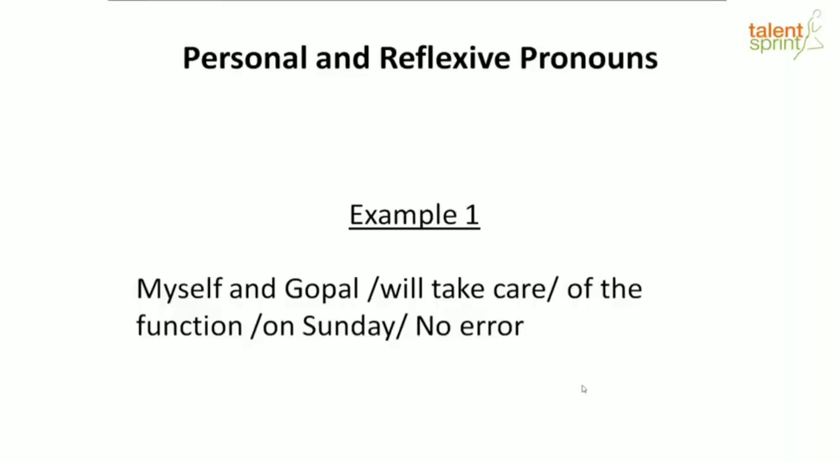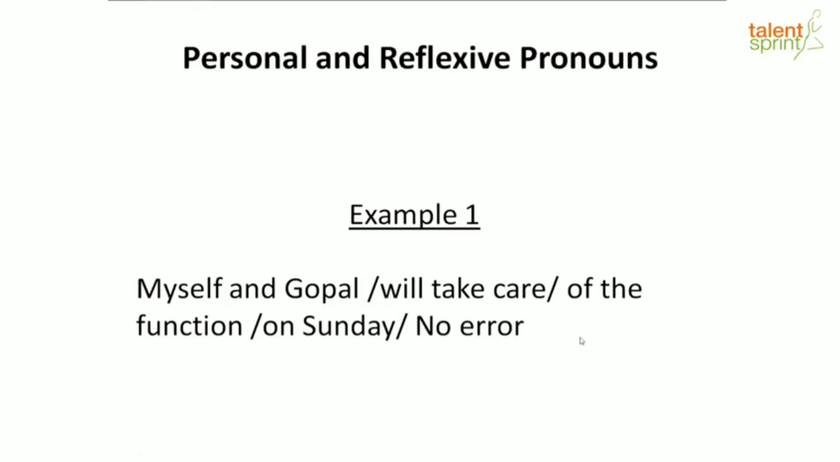Reflexive pronouns is where the action is happening upon oneself. So you have myself, yourself, himself, herself, ourselves, themselves. So these are all reflexive pronouns. Now let's look at our first example to understand how we can identify reflexive pronouns as an error in a context. The first example, it says, myself and Gopal will take care of the function on Sunday. So the sentence is divided into 4 parts, and then I have no error.